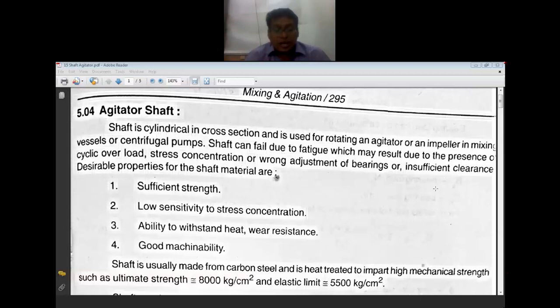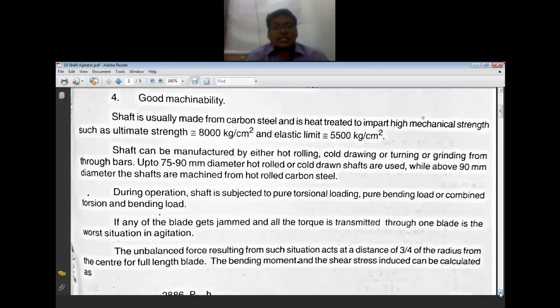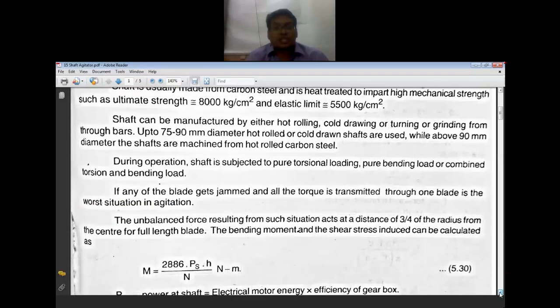Now next, which materials is it made from? Generally carbon steel or stainless steel is preferred as the material of construction. For carbon steel, the ultimate tensile strength is 8,000 kg per square centimeter and the elastic limit is 5,500 kg per square centimeter. The strength of carbon steel or stainless steel is increased by heat treatment. With certain heat treatments, such as a nitriding atmosphere, the surface is hardened to increase its strength.